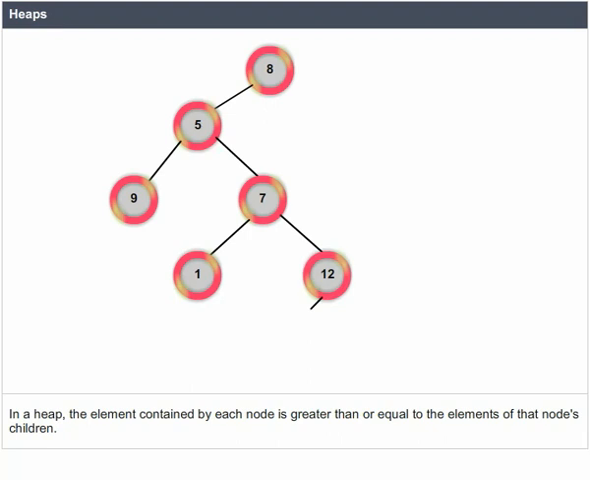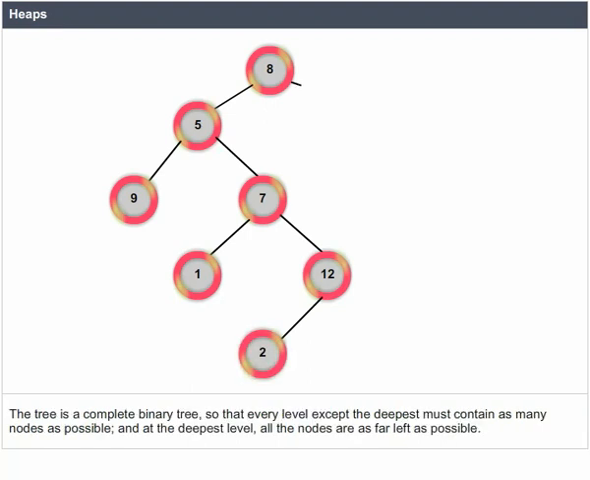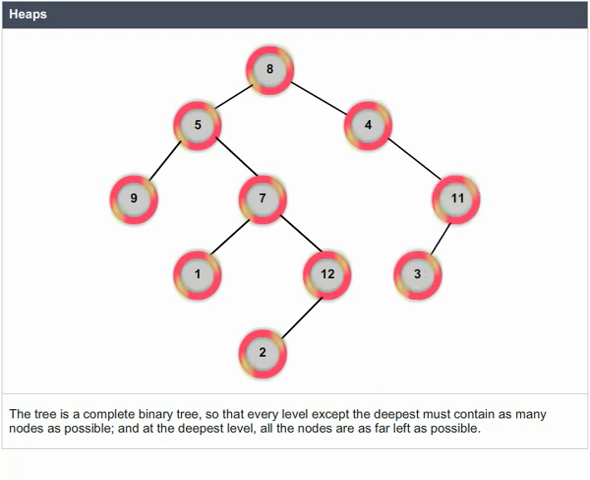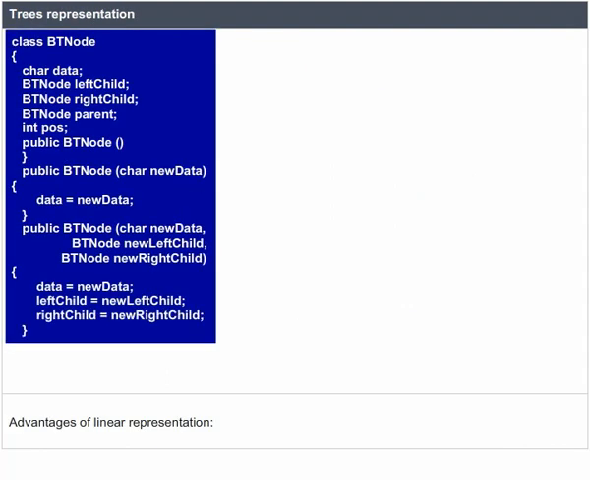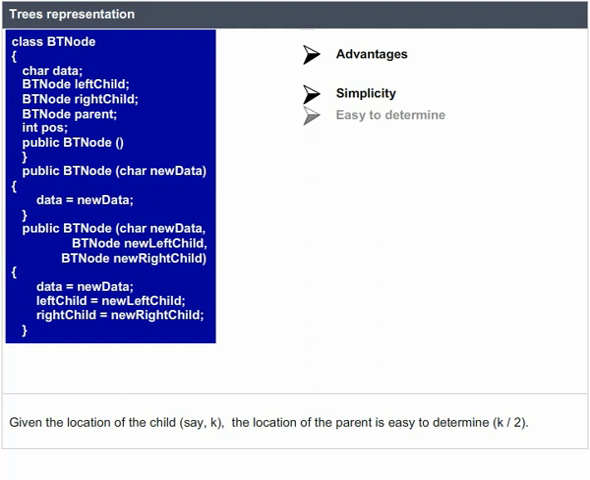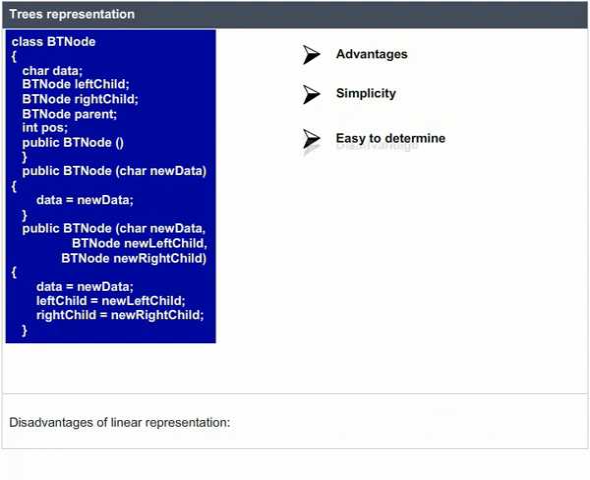The tree is a complete binary tree, so that every level except the deepest must contain as many nodes as possible, and at the deepest level all the nodes are as far left as possible. Trees representation. Advantages of linear representation. Simplicity. Given the location of child, say k, the location of the parent is easy to determine, k divided by 2.